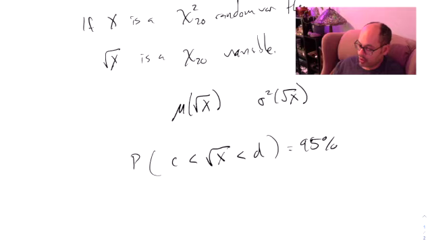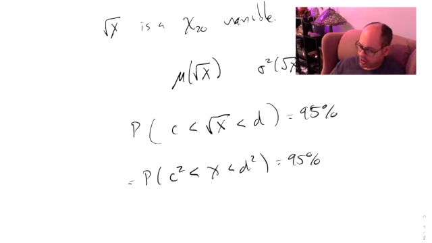But, okay, so if you get that, then you would know that the probability that x is between c squared and d squared is also 95%. That would be great. So the question is, how do you find c and d?